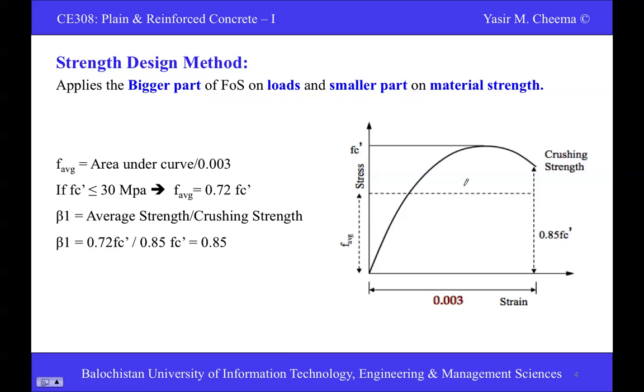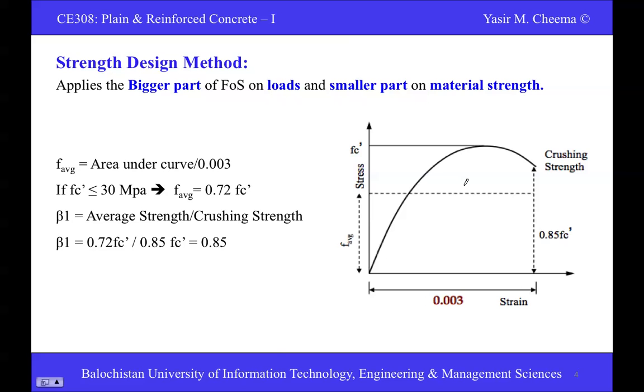So in this method, the strength design method, we put a bigger part of the factor of safety on the loading conditions and a bit smaller part on the material side. Here is the simple stress strain curve of concrete. The maximum strain that we use is 0.003. Further, we will check some strain relations also, on the different failure types and behaviors. So we will check some strains, 0.005 also, 0.004 also, but take 0.003 as the maximum for the crushing strength. When the crushing point is reached, the strain is 0.003.